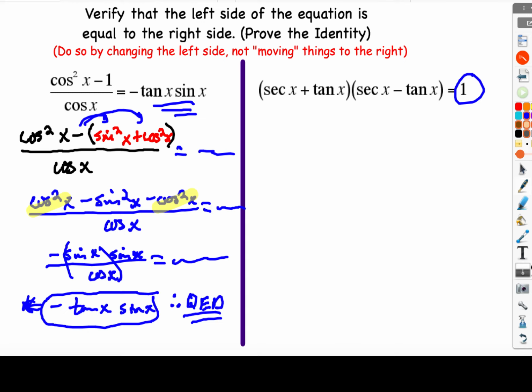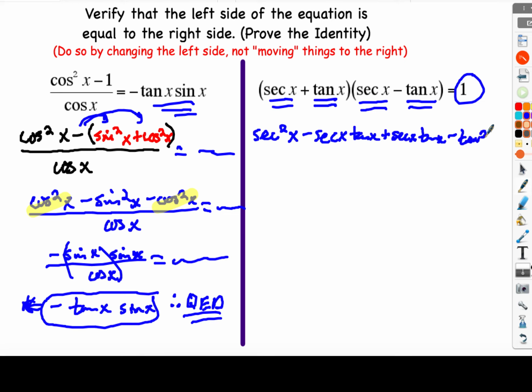Now, I notice a set of parentheses there, and if you see that whole plus and minus thing, I'm very tempted right now to go ahead and distribute. So that's what I'm going to do. Secant times secant will be secant squared of x. On the outside, I've got the secant of x times a negative tangent of x. So secant x, tangent x. Inside, again, I've got tangent and secant. So again, positive secant x, tangent x. And then finally, tangent times negative tangent would be minus the tangent squared of x.